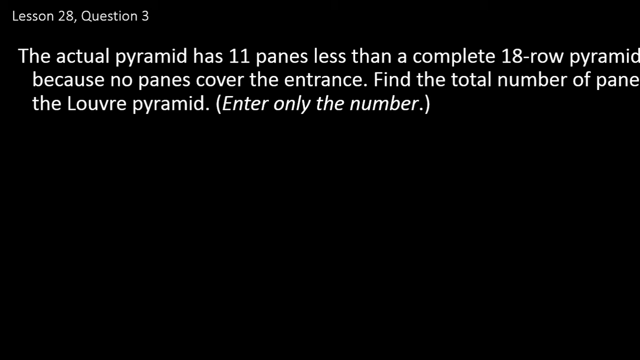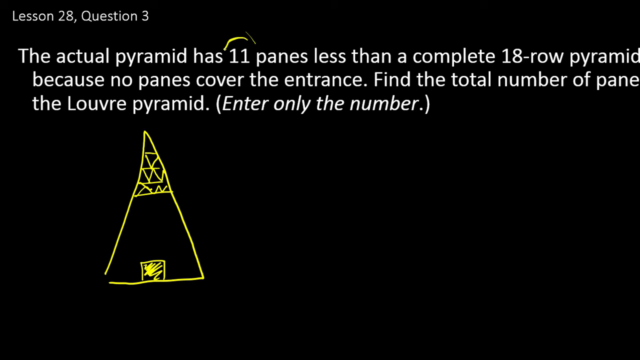Now the actual pyramid has 11 panes less than a complete 18-row pyramid because no panes cover the entrance. So if we're looking at this pyramid that's made of panes, let's say we've got all these triangle-shaped window panes. The part that covers the door obviously is empty, so no panes go there, meaning we have to account for the 11 that aren't there.